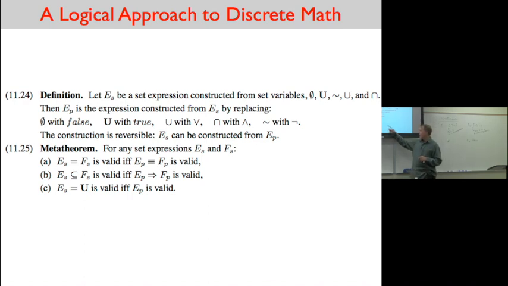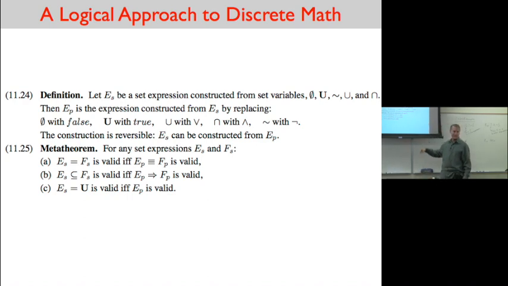So if we have this set equality, E sub s equals F sub s, that is valid if and only if E sub p equals F sub p. Do you realize how slick that is? If you want to prove a theorem about two sets being equal, all you have to do is make this little substitution. And if that's a theorem, that's a theorem. But it has to be an expression only with universe, empty set, complement, union, and intersection. If it has anything else, then all bets are off.